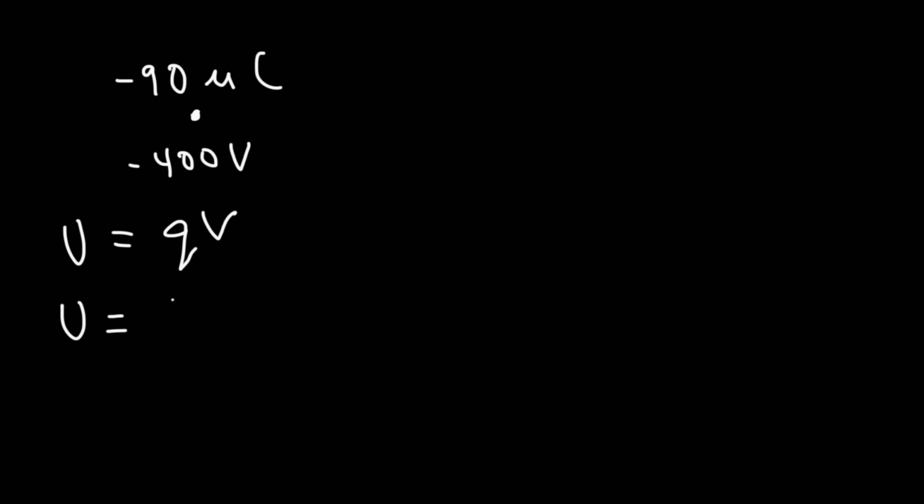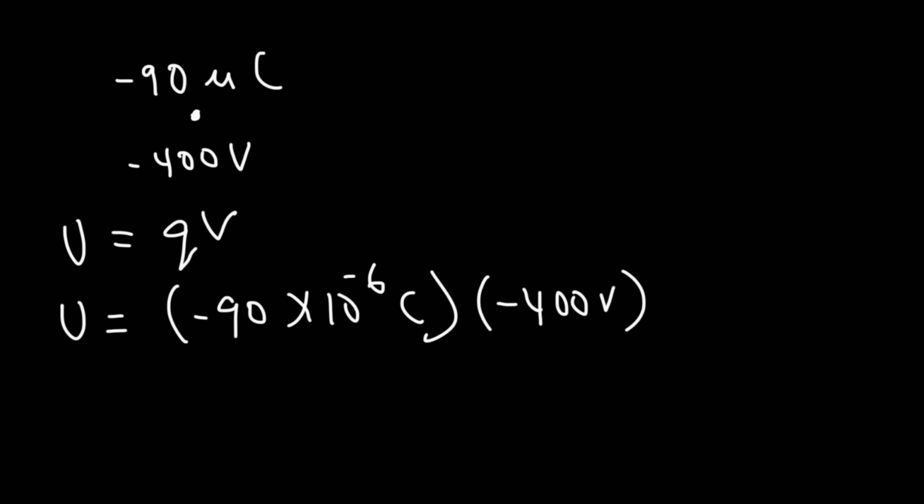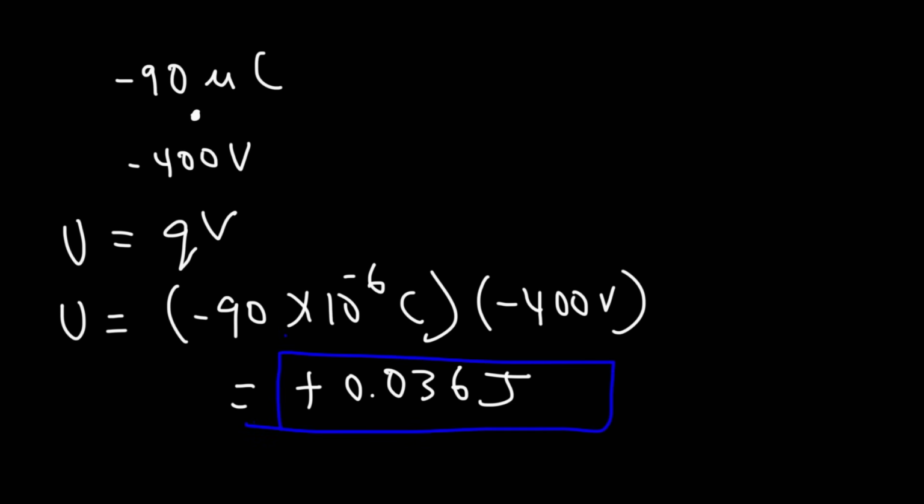So for instance, let's say we have a negative 90 microcoulomb charge located at this point where the potential is negative 400. So using this formula, we're going to get a positive result. It's going to be negative 90 times 10 to the minus 6 times negative 400. And that's going to be positive 0.036 joules. So the electric potential energy could be positive or negative.